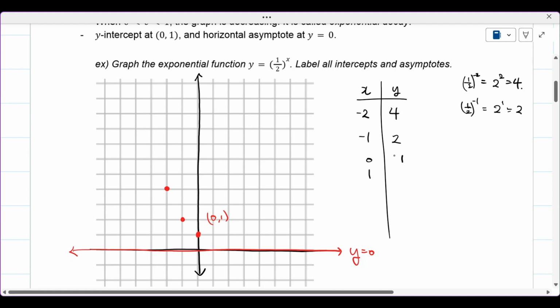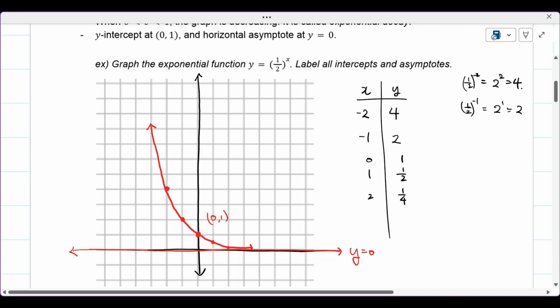And then let's go easier stuff now. When x equals 1, y equals 1/2. When x equals 2, y equals 1/4. And then I think the points can be connected easily now, going from 4, drawing a pattern like this.